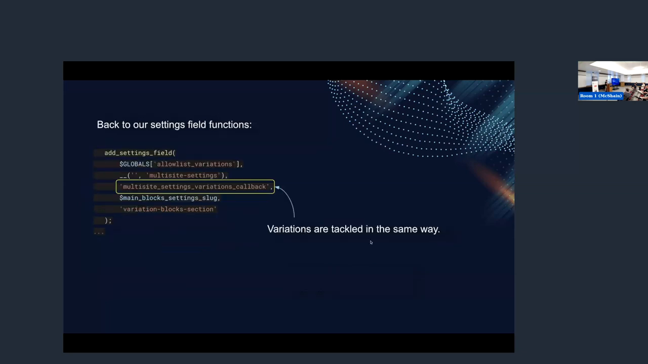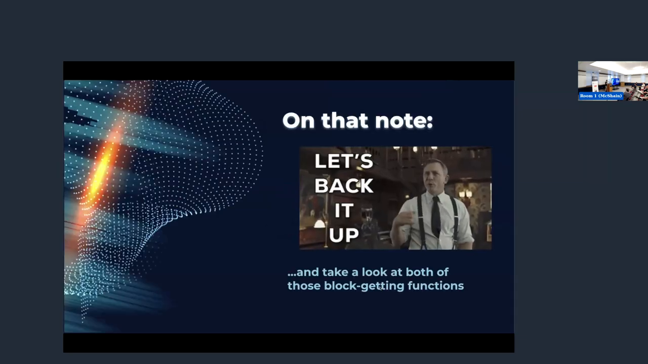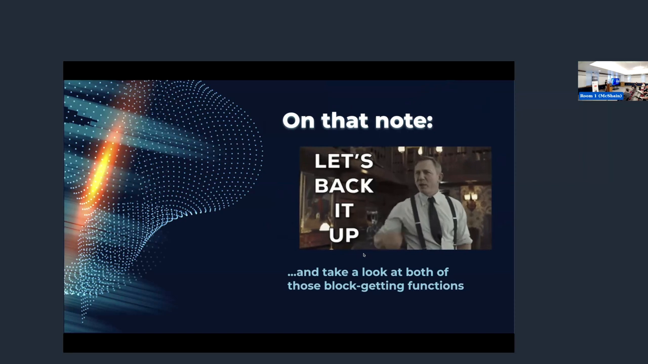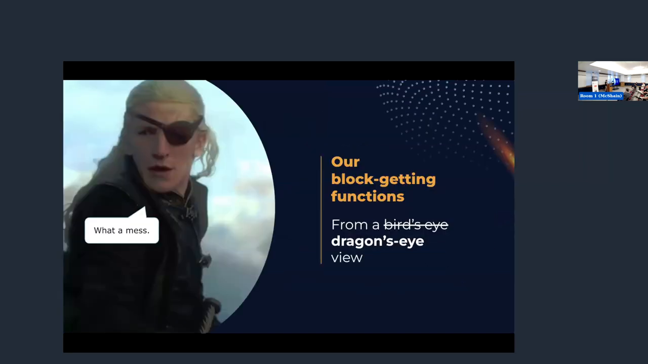And then we do variations the same way. I won't get into the details on that one. It's basically the same thing, except the get all blocks is get all variation blocks, and it doesn't get blocks from the registry because they're not there. So on that note, let's back it up and take a look at those block getting functions, from a dragon's eye view.